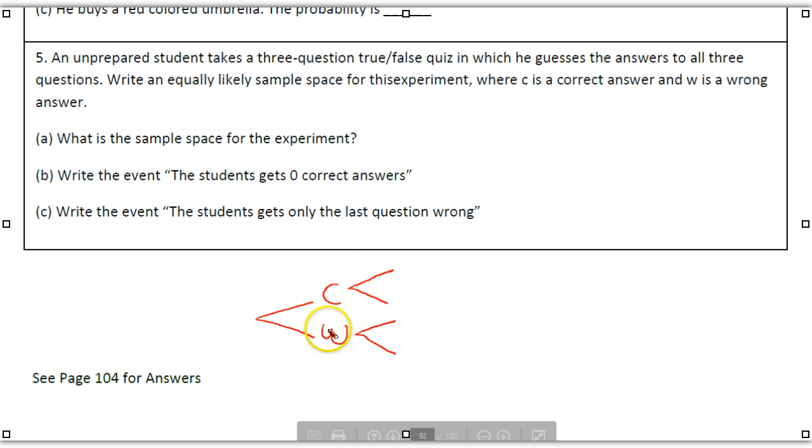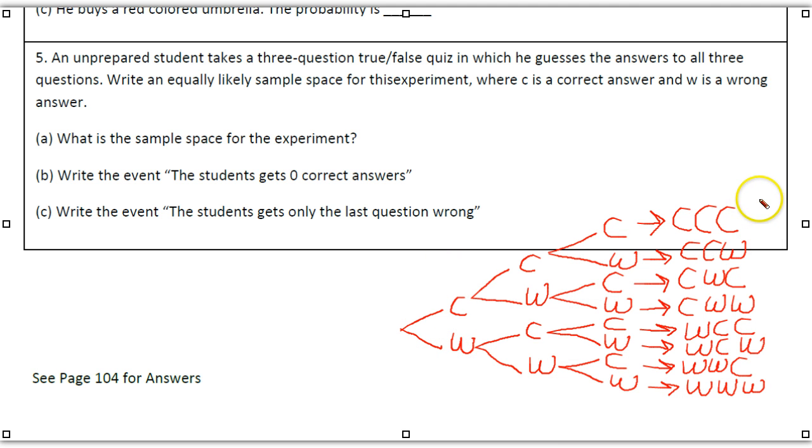So let me give you a moment to do this. Set it up in this fashion. Correct, wrong. So this would be correct, wrong. Correct, wrong. And then you're going to do 2 more out of each one. Getting a little bit out of space here.